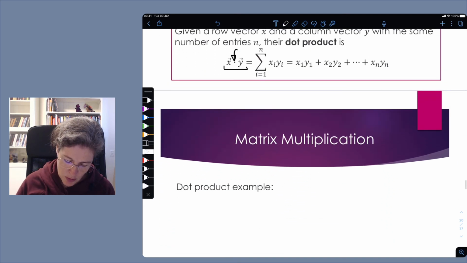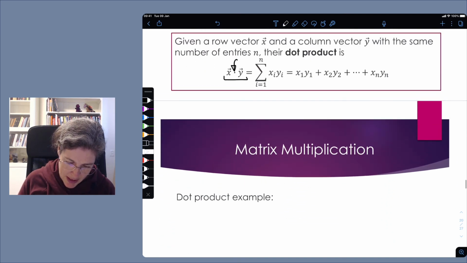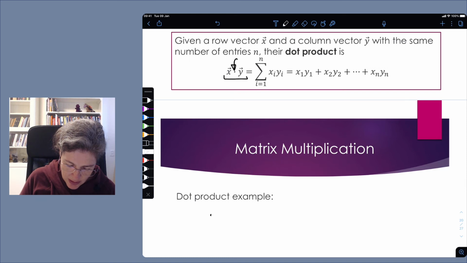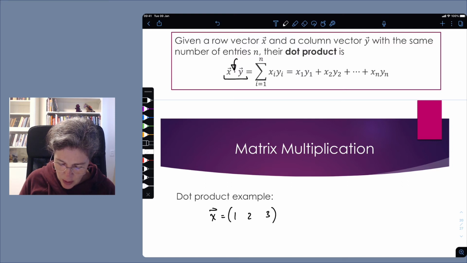So for example, let's do an example over here. Let me take a row vector. I'm going to let x be equal to 1, 2, 3. And I'm going to let my column vector y be equal to 4, 5, 6.